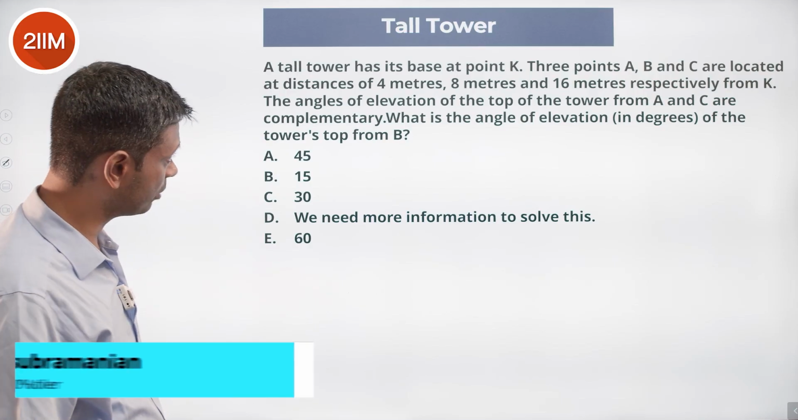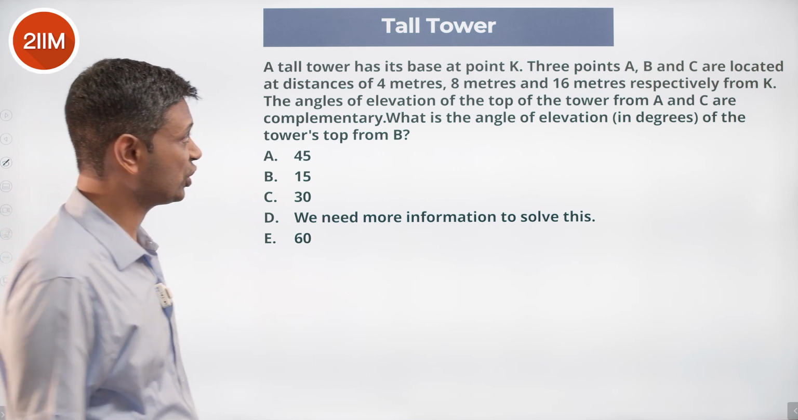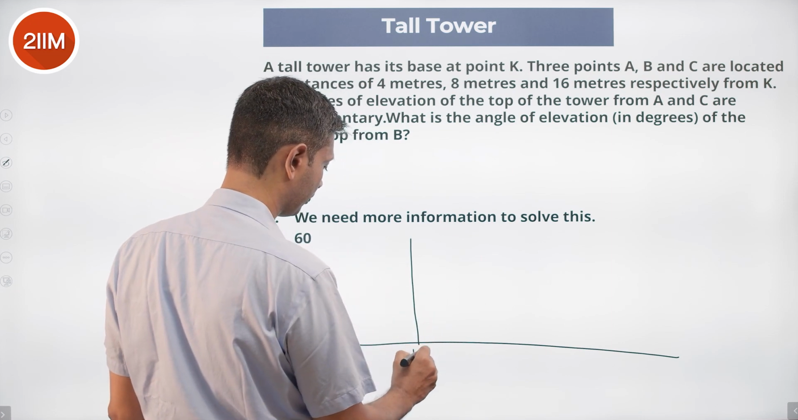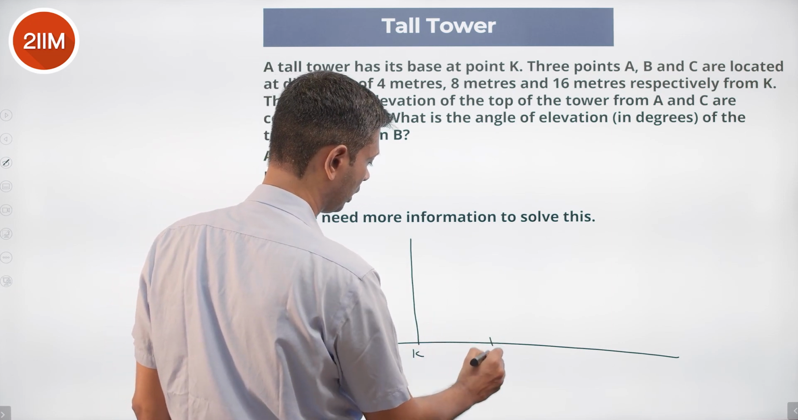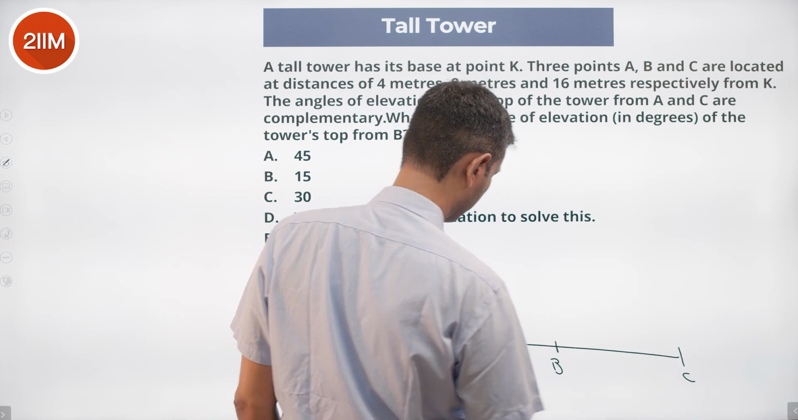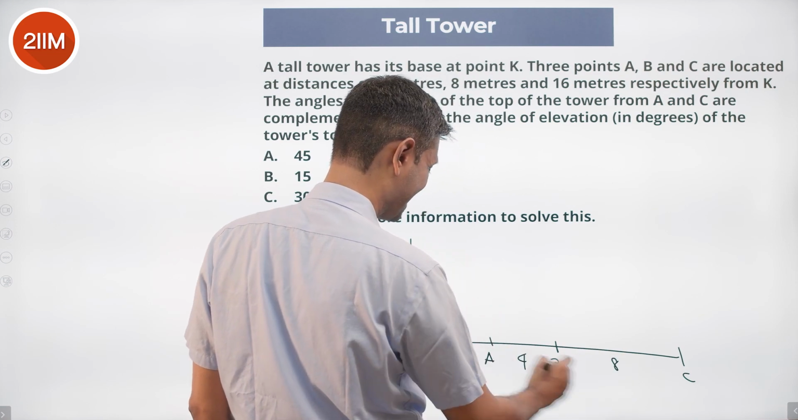A tall tower has its base at point K. Three points A, B, C are located at distances of 4 meters, 8 meters and 16 meters respectively from K. So this is K, A, B, C. This is 4, this is 4, this is 8. 4, 8, 16.